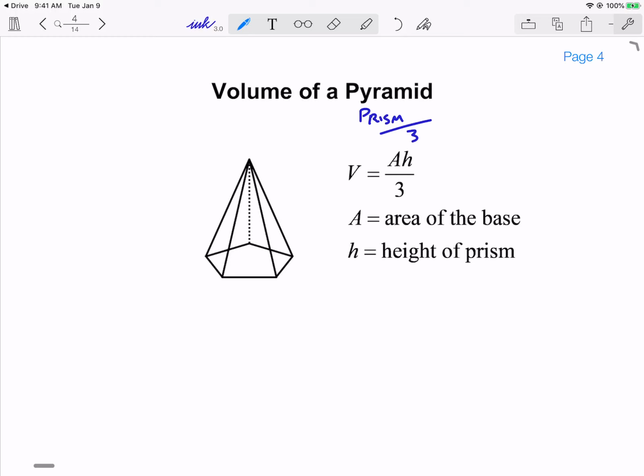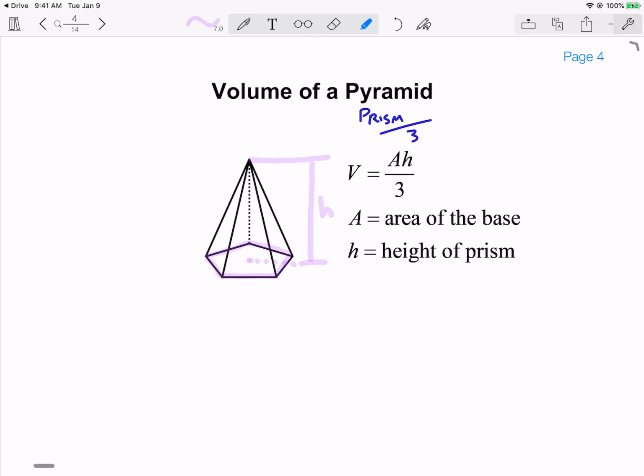So it's still the area of the base. So whatever this base shape is, you find the area using the particular formula, multiply by the height, which is measured from the tip all the way down to the base. That height gets multiplied by the area, and you divide the result by 3.